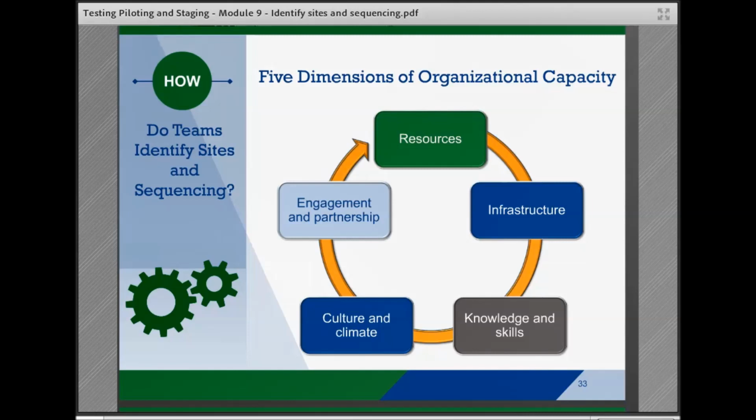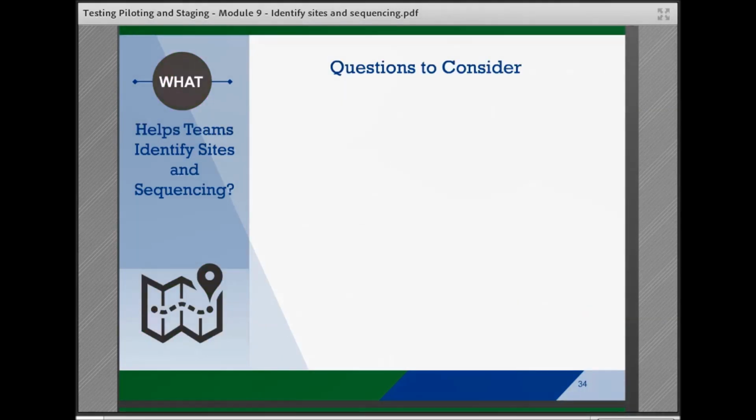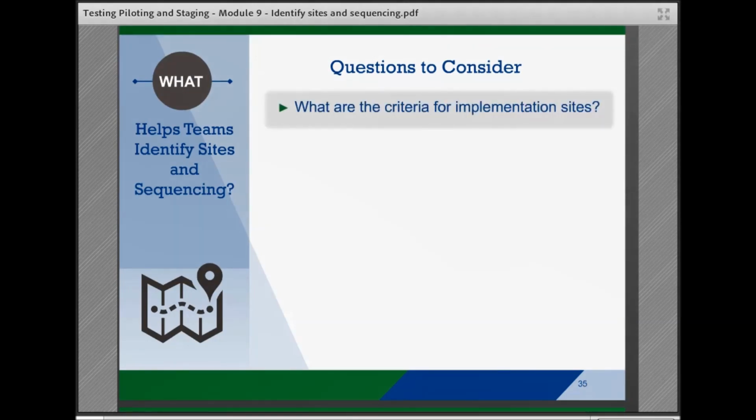Engagement and partnership. Are child welfare system partners and community stakeholders engaged in planning and staging the intervention? What helps teams to identify sites and sequencing for staging and scaling up of the intervention? Teams should consider the following questions. What are the criteria for implementation sites?